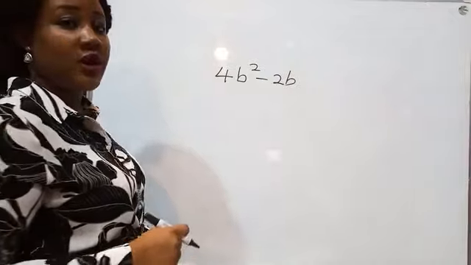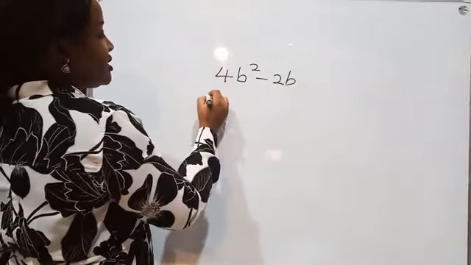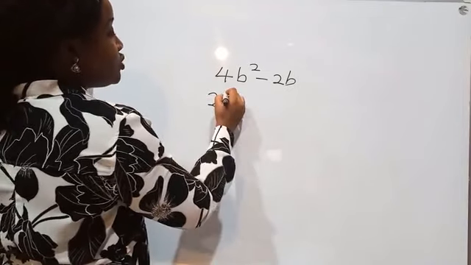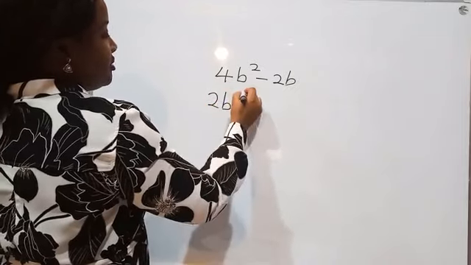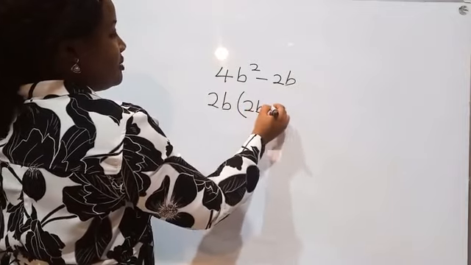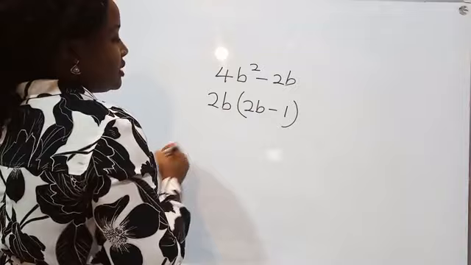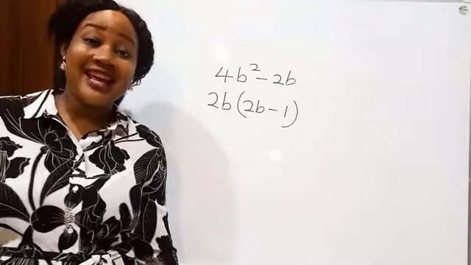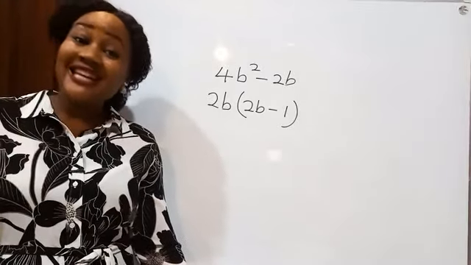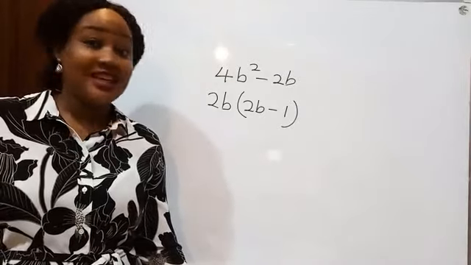You have 4b squared minus 2b. Of course, the common factors, the highest common factor is 2b. Bracket, you have 2b minus 1. That's the answer. I hope you learned how to factorize from this video, because this is the beginning of many factorizations we shall be doing.